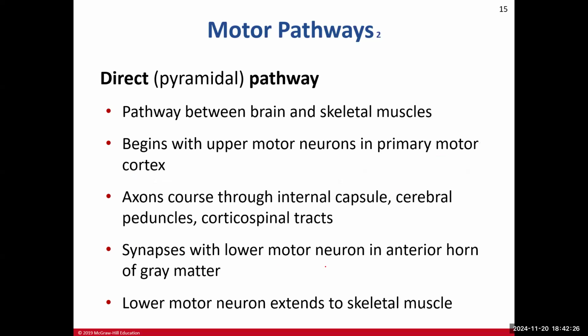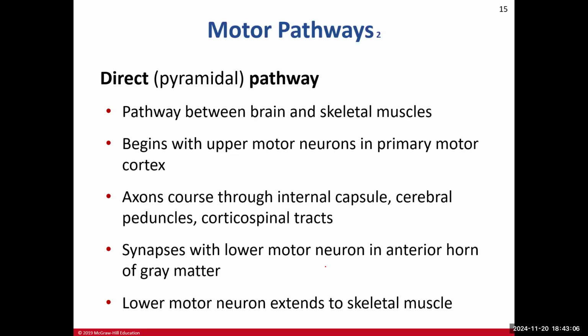Okay, so let's talk about that. Here we go. Direct, also known as the pyramidal pathway. This is pretty much when you guys are writing, walking, even talking, how your skeletal muscles are going to operate. We're going to talk about that pathway from the cerebral cortex in your brain all the way out to the effector organs of your skeletal muscles. This starts in the primary motor cortex in the frontal lobe, which is the precentral gyrus. That's the anatomical term for the primary motor cortex.